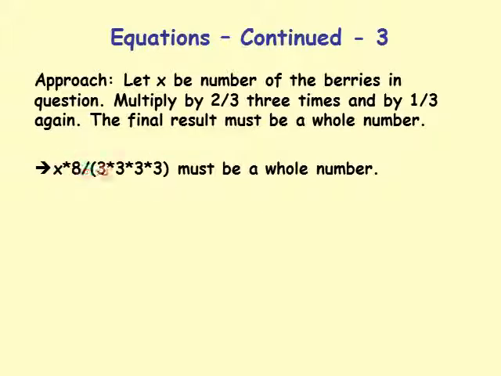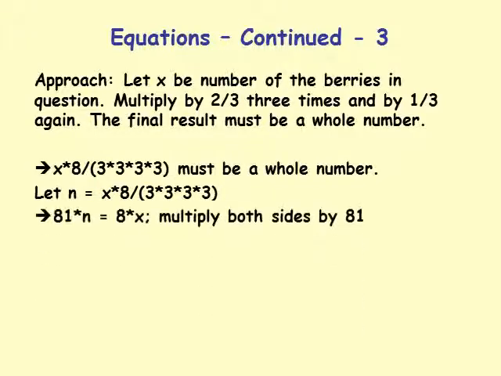Each friend had so many berries in the morning, and that must also be a whole number. x must be a whole number. This must also be a whole number. And also we're looking for the minimum value of x. Okay, so let n be this number, which is a whole number. Let's see what happened then.